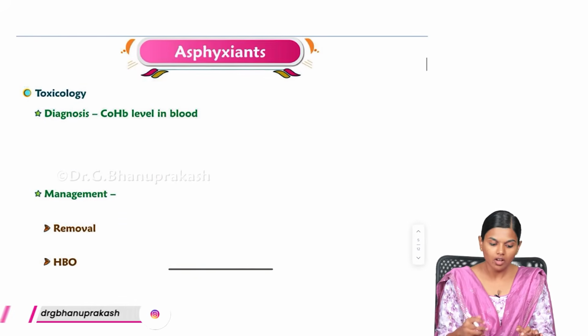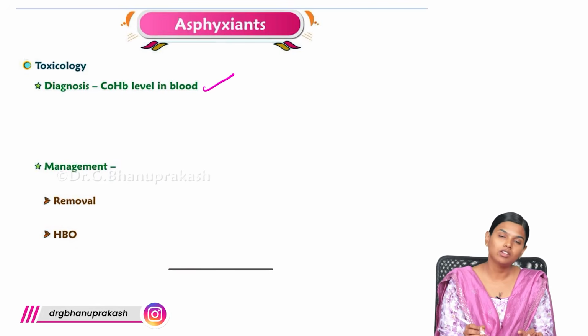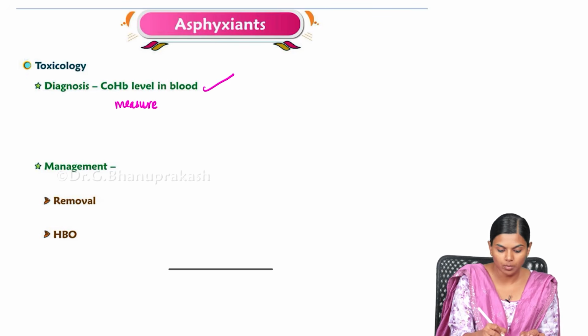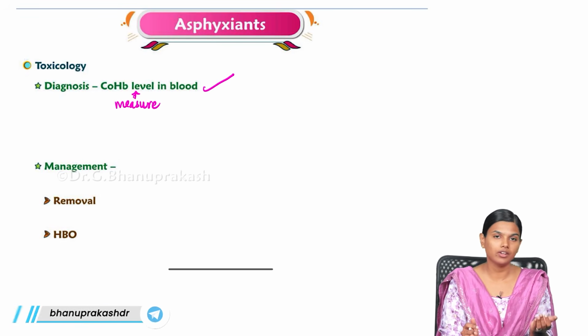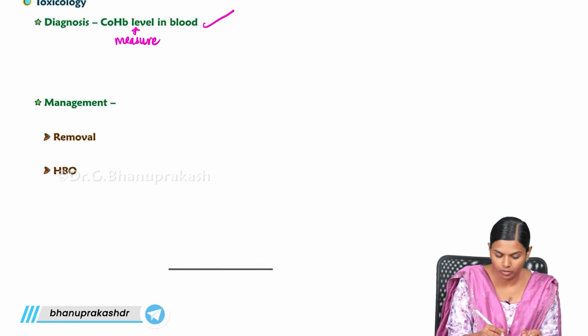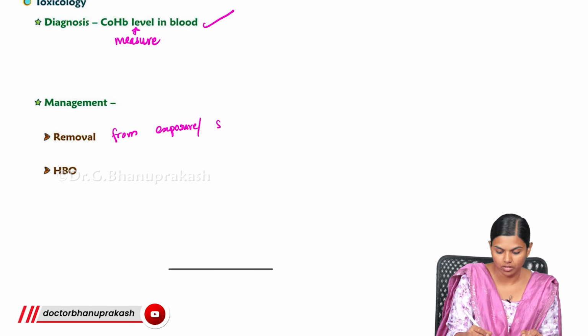Now, how you will diagnose carbon monoxide poisoning is by identifying the level of carboxyhemoglobin in the blood. You have to measure the level of carboxyhemoglobin in the blood, and depending upon the concentration, you can identify whether it is mild, moderate or severe. And management: the only mode of management is you have to remove the patient from the exposure and source.